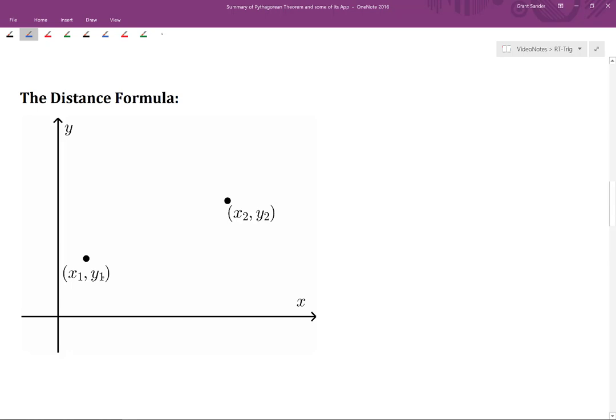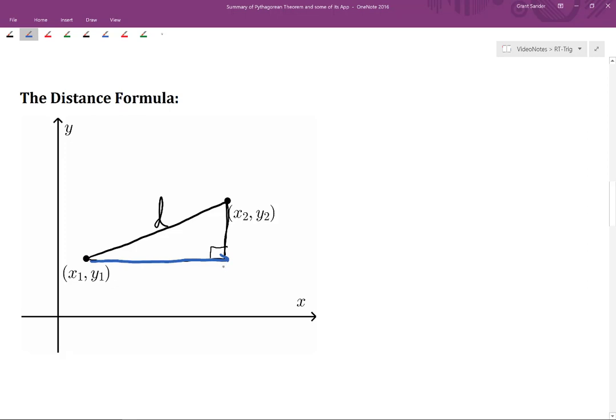If we want to know the distance between these 2 points, we can imagine drawing in a right triangle. I'll just draw a right triangle in here. We'll draw a horizontal leg, a vertical leg, and then the hypotenuse between these 2 points. We see we have a right triangle here, and the distance between the 2 points is the length of that hypotenuse. We'll call that length d, which also represents the distance between the 2 points.